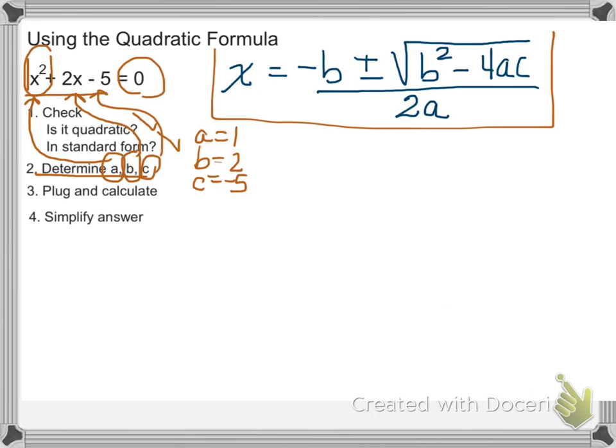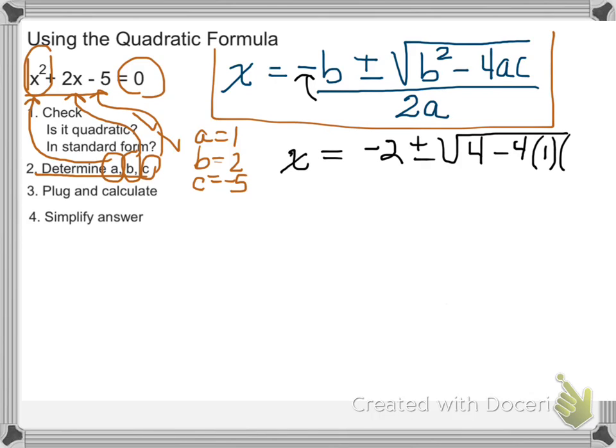Now that we've sorted out those three values, we go ahead and we plug them into our formula. So x equals, and now we have a negative because that comes from our formula, a negative b, and our b value is a 2, plus or minus square root. Now we're going to take our b value and square it. So 2 squared is 4, minus 4 times, and now we want to multiply that by the a value, which is 1, and the c value, which is a -5. All of that's over 2 times our a value.